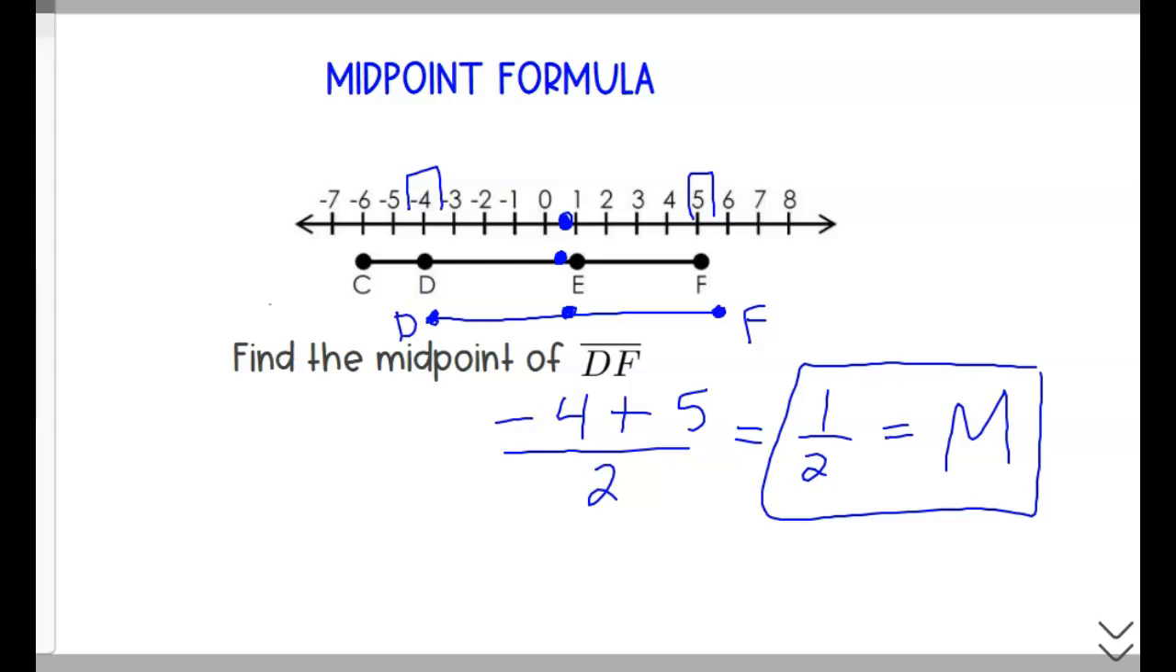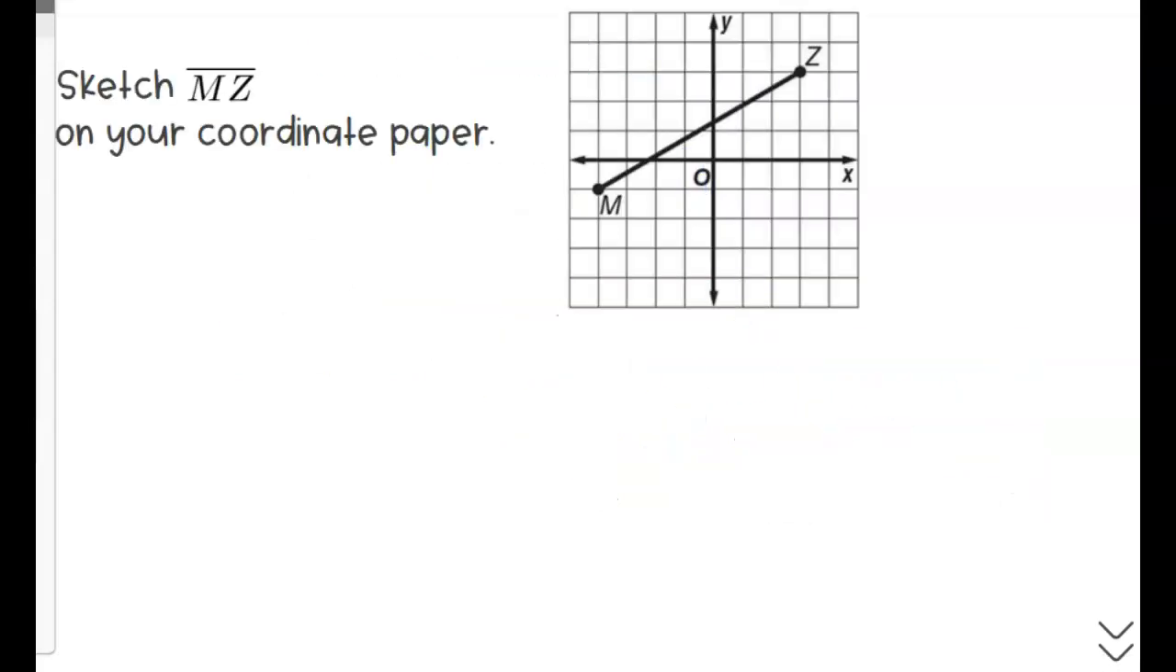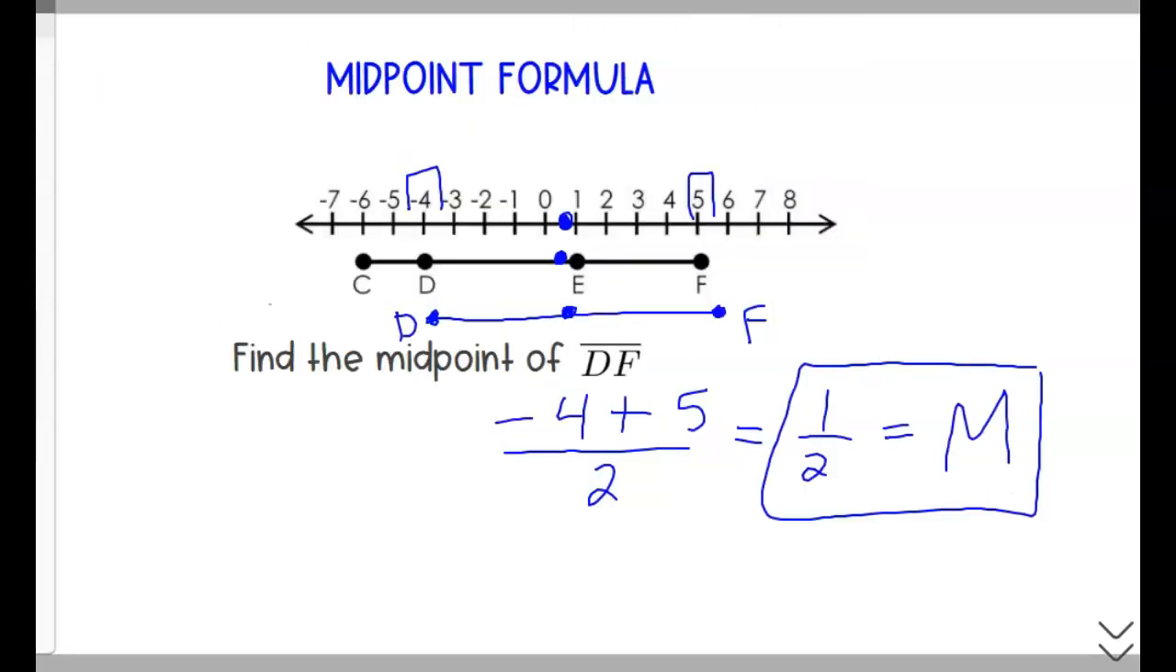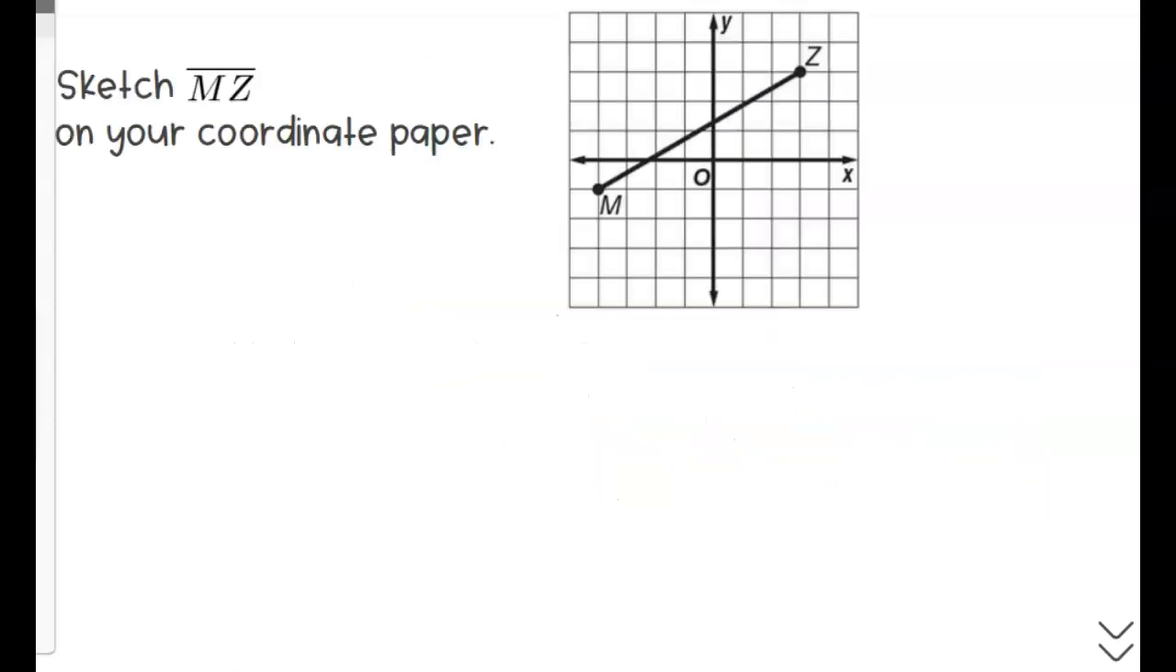Let's move up another level. Ready? So now, look at this. Just write this: -4 plus 5 divided by 2. So that was the midpoint on a number line. What if I have a coordinate grid? Take the x value and do what? Add them. Good, and then? And divide it by 2.